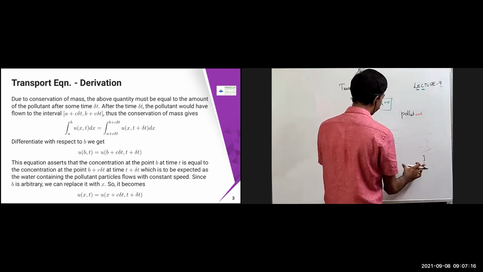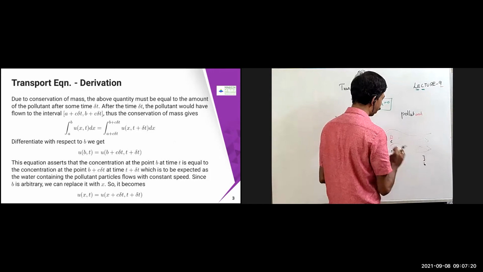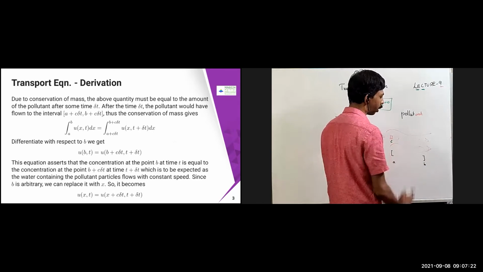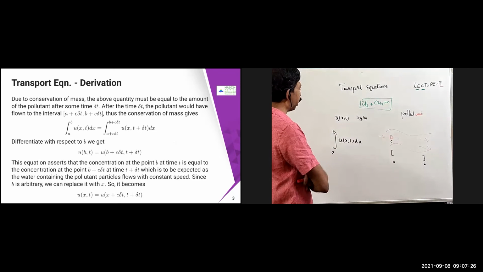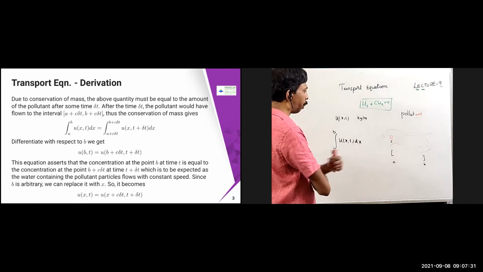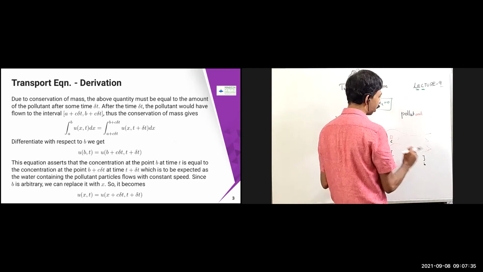So a comma b, which is nothing but, suppose some pollutant is going from here to here, and just taking some interval from here to here, how much pollutant is going on. Okay. Now what I'm going to see, due to the conservation of mass, the mass is conserved. For example, the ant is not going to be dispersed or anything. The ant is just going like that. But in the pollutant also, in that interval, it is going to be conserved.